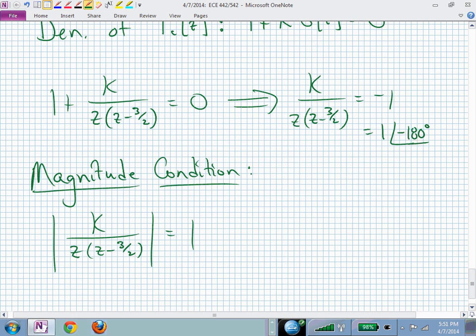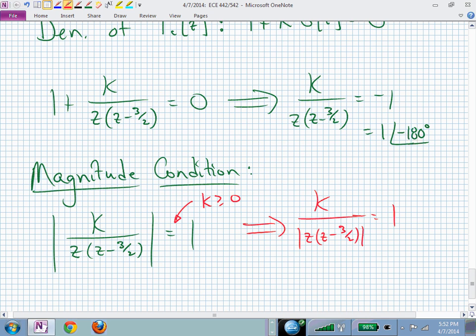And if we are dealing with k greater than or equal to 0, we don't really have to worry about the magnitude of k. It's going to be positive. So that allows us to say that k over the magnitude of the denominator factors equals 1. Let's just multiply both sides through by those denominator factors.